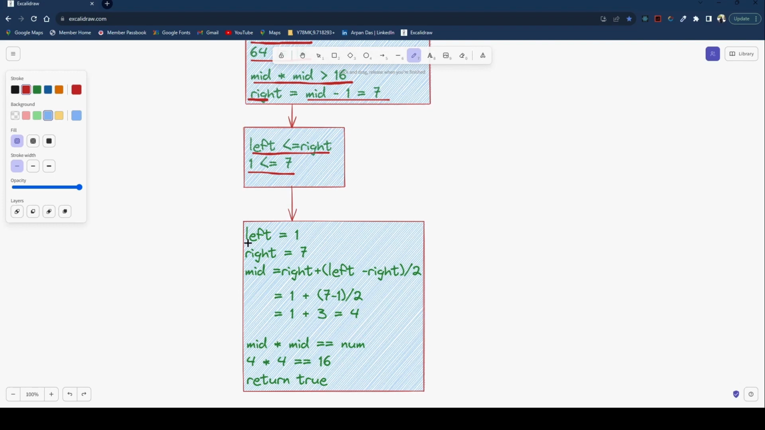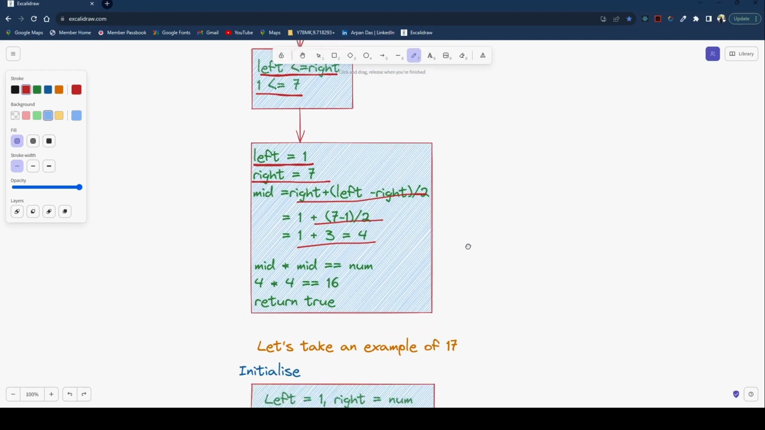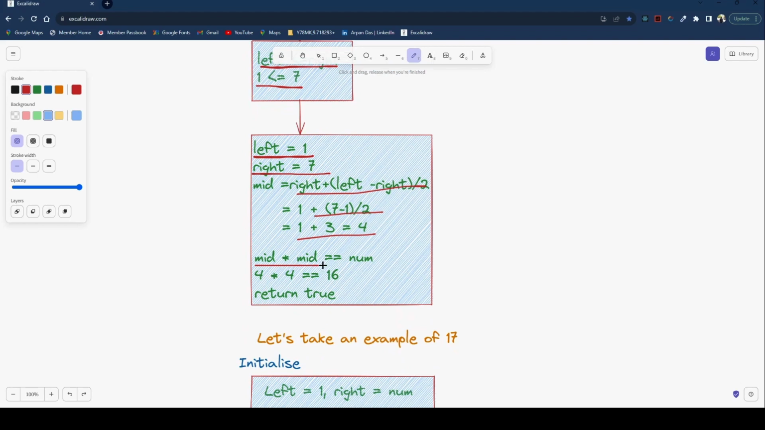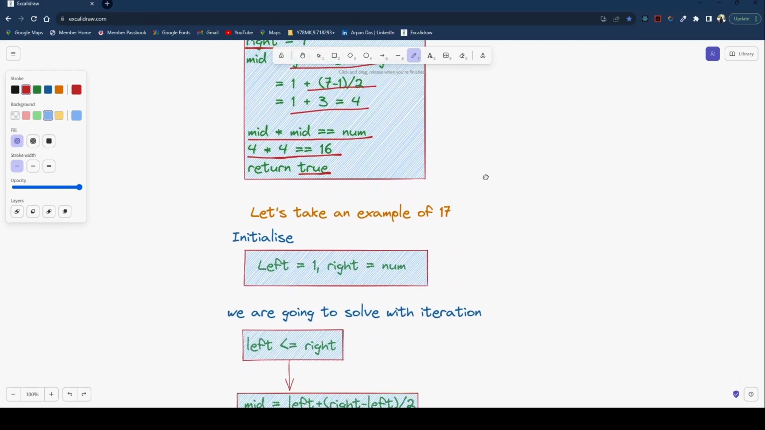Left is smaller than or equal to right. Sorry, wrong condition. 1 is smaller than 7. Then we will move to the next step where left equals 1, right equals 7. We calculate the mid: 1 plus (7 minus 1) divided by 2. It will be 1 plus 3 equals 4. Mid into mid equals num. 4 into 4 equals 16. Then it will become true. We will return true for that case.